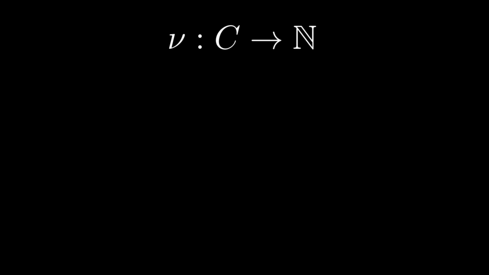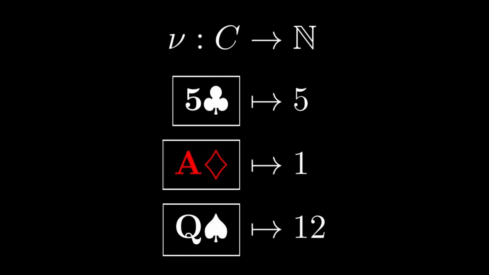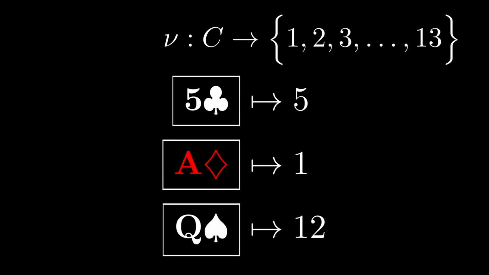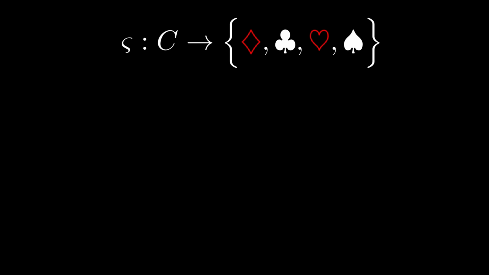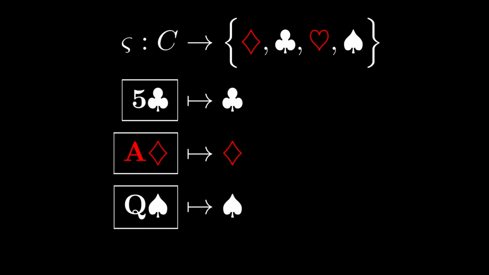The way we give elements of a set meaning is through functions. For example, we can express that every playing card has an associated value by defining a function nu to the natural numbers, associating to each card its value. For example, nu would send the 5 of clubs to 5, and the ace of diamonds to 1. In fact, we could be more precise and say that nu maps from C to the set of natural numbers from 1 to 13. On the other hand, we can also define a function identifying each card's suit, sending 5 of clubs to clubs and ace of diamonds to diamonds, and so on.